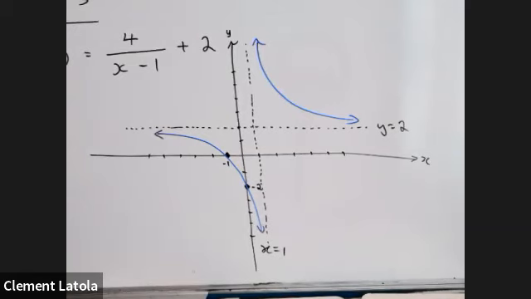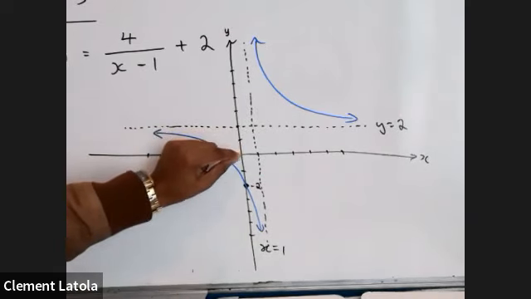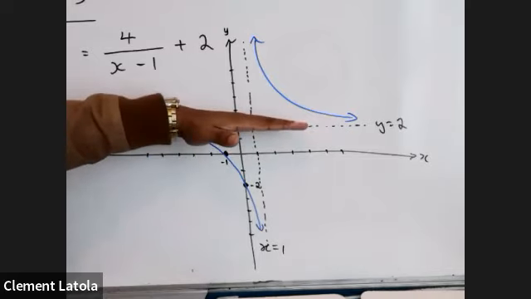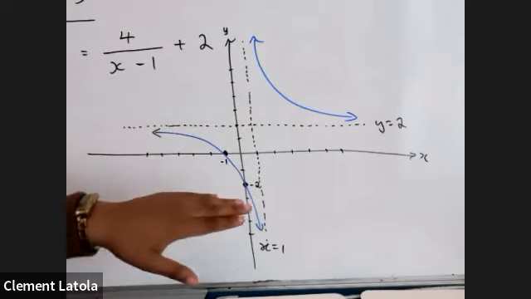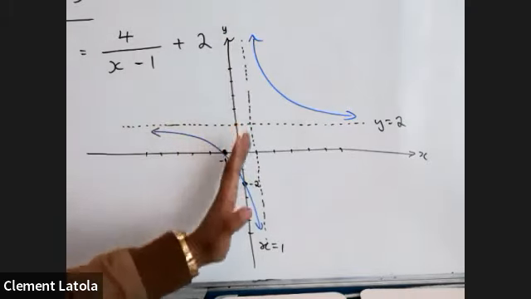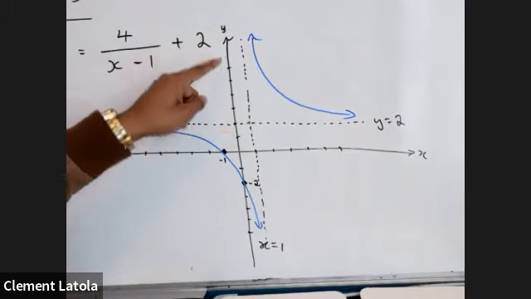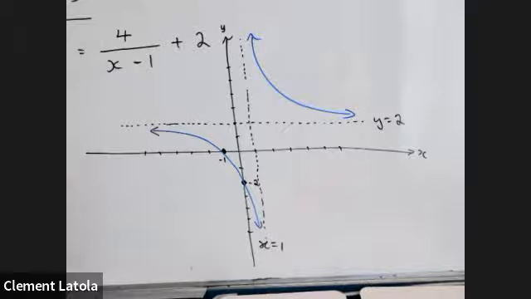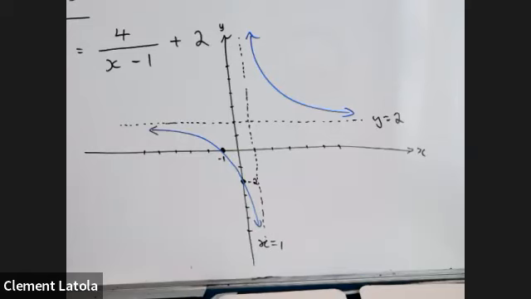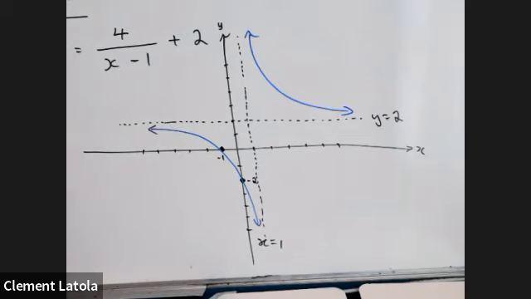There are some cases where it doesn't have x and y intercepts. That is when the asymptotes are on the x-axis or on the y-axis. If this y-asymptote is on the x-axis, then we won't have any x-intercepts. And if this x-asymptote is on the y-axis, then we won't have any y-intercepts. All right, okay, thank you, sir. But it can have intercepts, like in this case, we do have intercepts here.